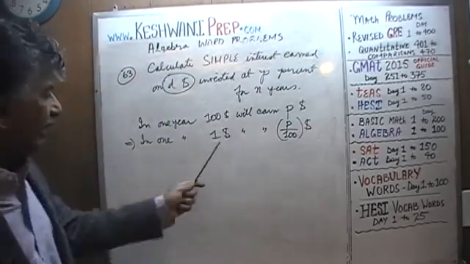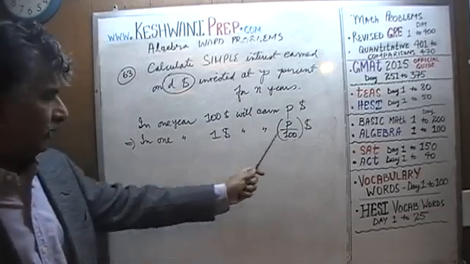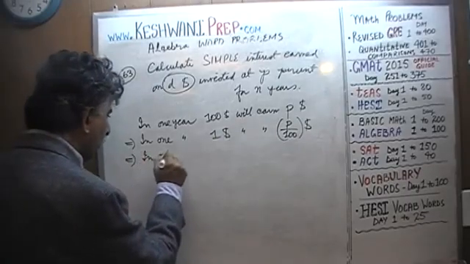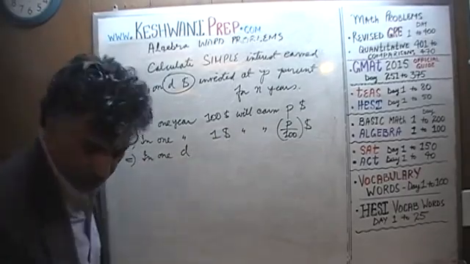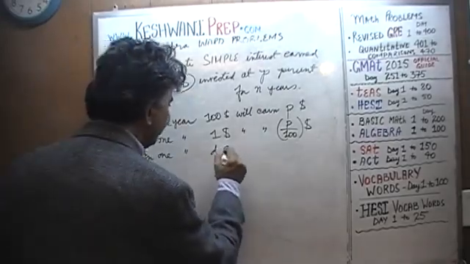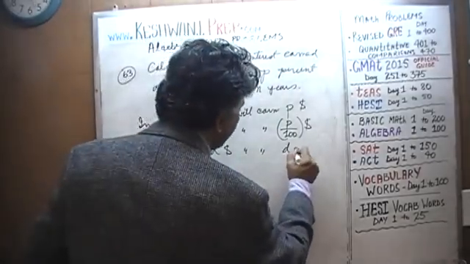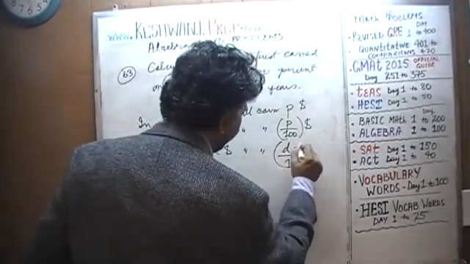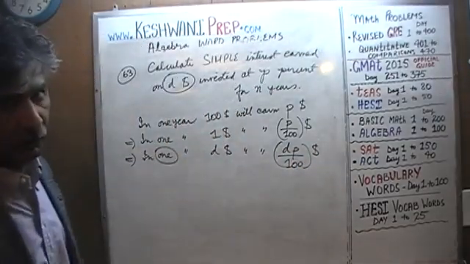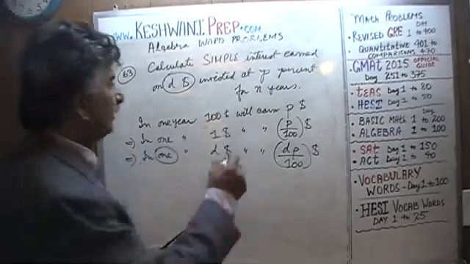D dollars. So if $1 earns this much interest, $2 will earn twice as much, and $5 will earn 5 times as much. Therefore, in 1 year, D dollars will earn D times this much, which is D times P over 100. That's in 1 year. Are we investing for 1 year? No, we are investing for N years. Right here, for N years.